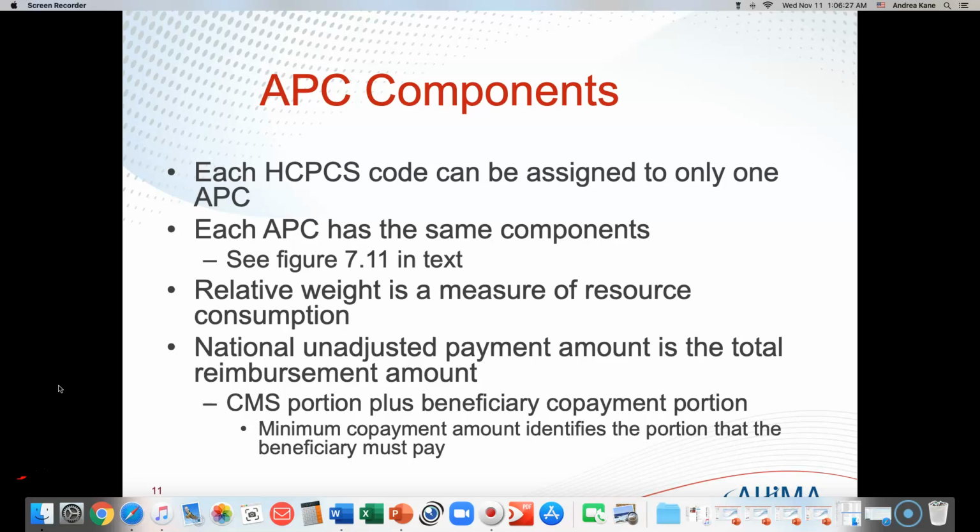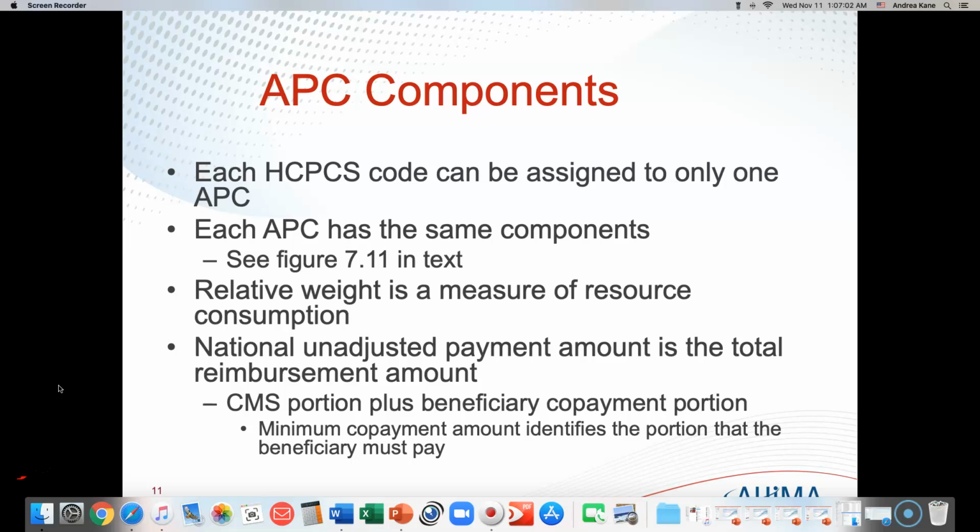Each APC contains a title, payment status indicator, relative weight, national unadjusted payment amount, and national unadjusted co-payment amount, and a code range. You can see an example of that in figure 7.11. The relative weight is a measure of the resource intensity of the procedure or service. The national unadjusted payment amount is the product of the conversion factor multiplied by the relative weight unadjusted for geographic differences. And this is the unadjusted amount a hospital will receive for a procedure or service that is in that APC.